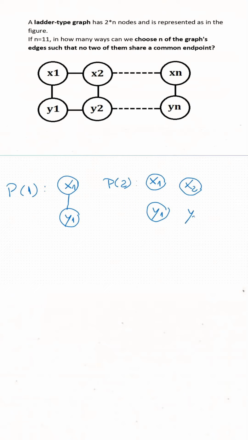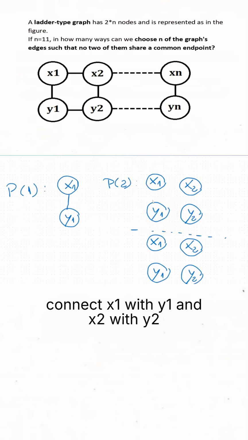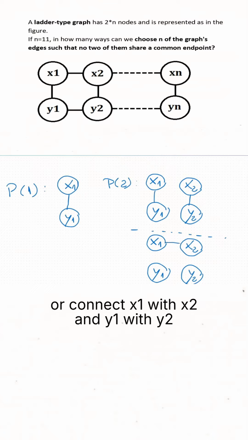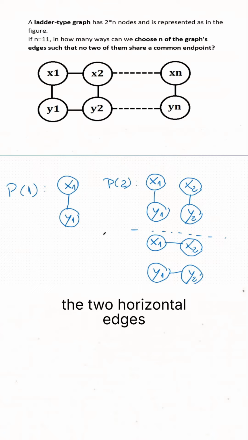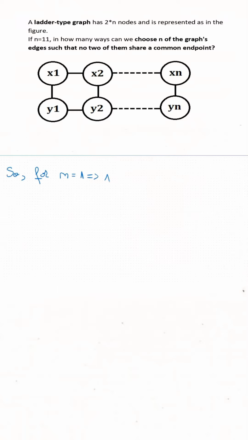Now, what about n equals 2? We need to choose two edges, making sure no two share a common endpoint. There are two valid options: connect x1 with y1 and x2 with y2, the two vertical edges, or connect x1 with x2 and y1 with y2, the two horizontal edges. So, we have two ways to do it. Let's recap. N equals 1, we have one way. N equals 2, we have two ways.